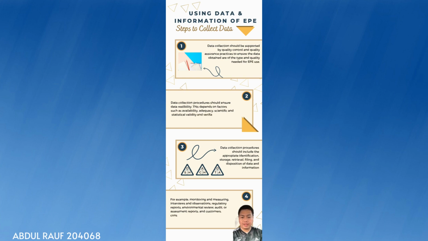This depends on factors such as availability, advocacy, scientific and statistical validity, and verifiability. The third one, data collection procedure should include the appropriate identification, storage, retrieval, filing, and disposition of data and information. For example, monitoring and measuring, interview and observation, regulatory reports, environmental review, audit of assessment reports, and consumer and interested parties, lastly business association.